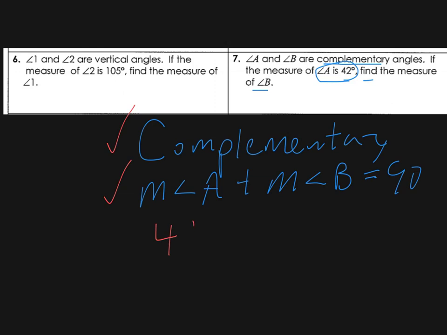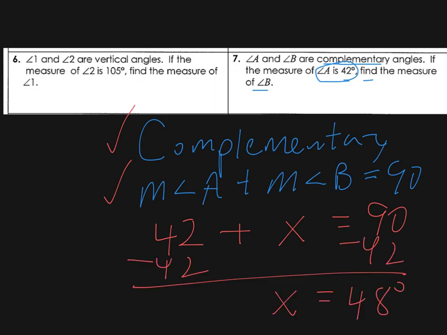A is 42 degrees in this case. Angle B is unknown, so I'm going to write x, and 42 plus x is equal to 90. Subtract 42 from both sides, finish and solve. The measure of angle B is 48 degrees. Right? I called the measure of angle B x for the algebraic version, but the actual value of B is 48 degrees.